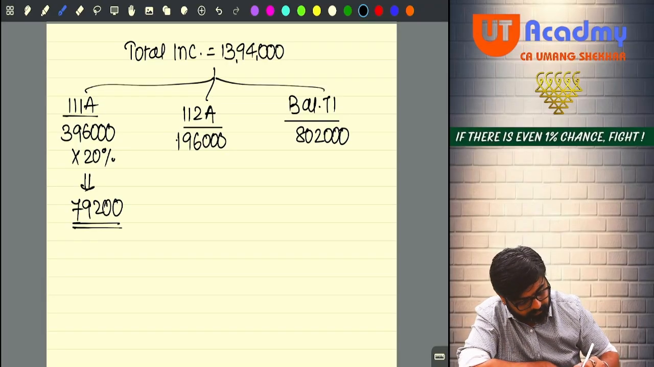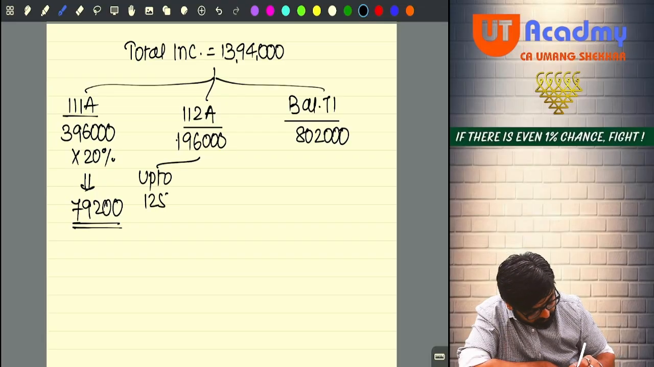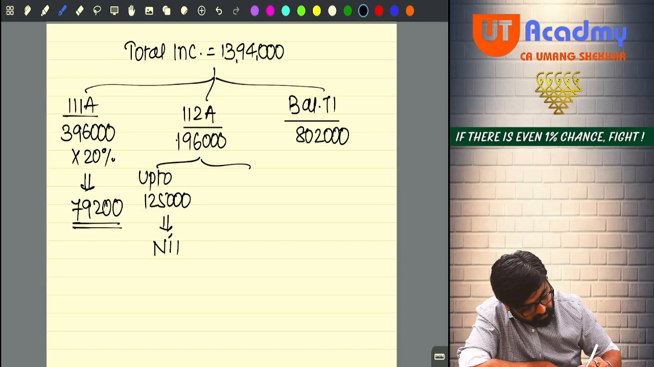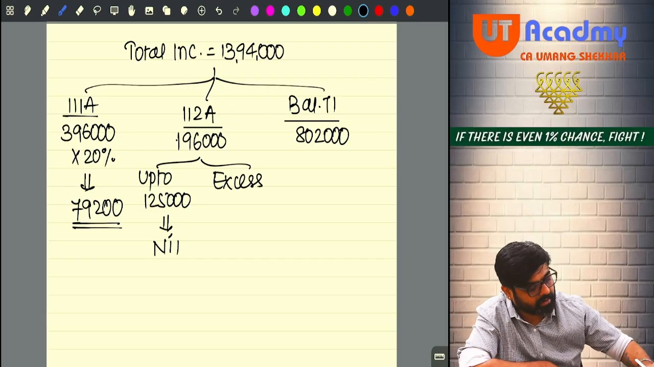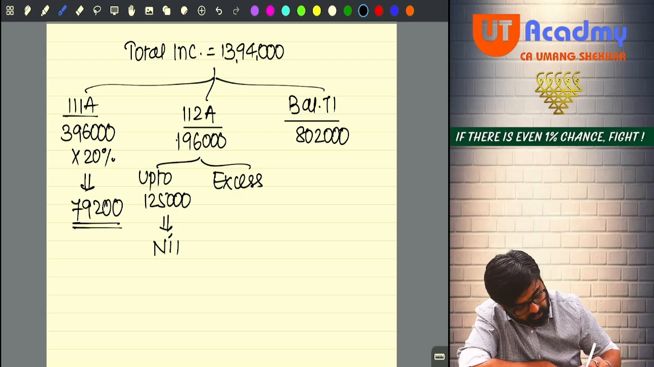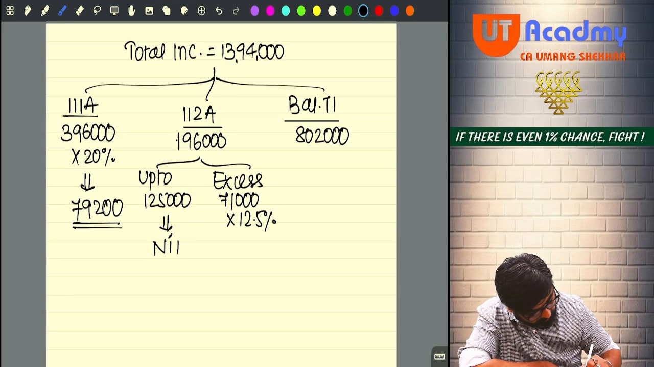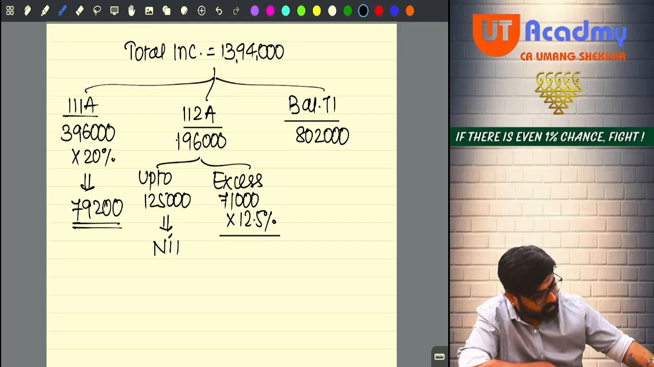From this, up to 1,25,000, I will not calculate any tax. Yes or no? And excess is how much? 1,96,000 minus 1,25,000, you are going to get 71,000. On that you are going to apply 12.5%. Yes or no, sir? 71,000 into 12.5% will be 8875.